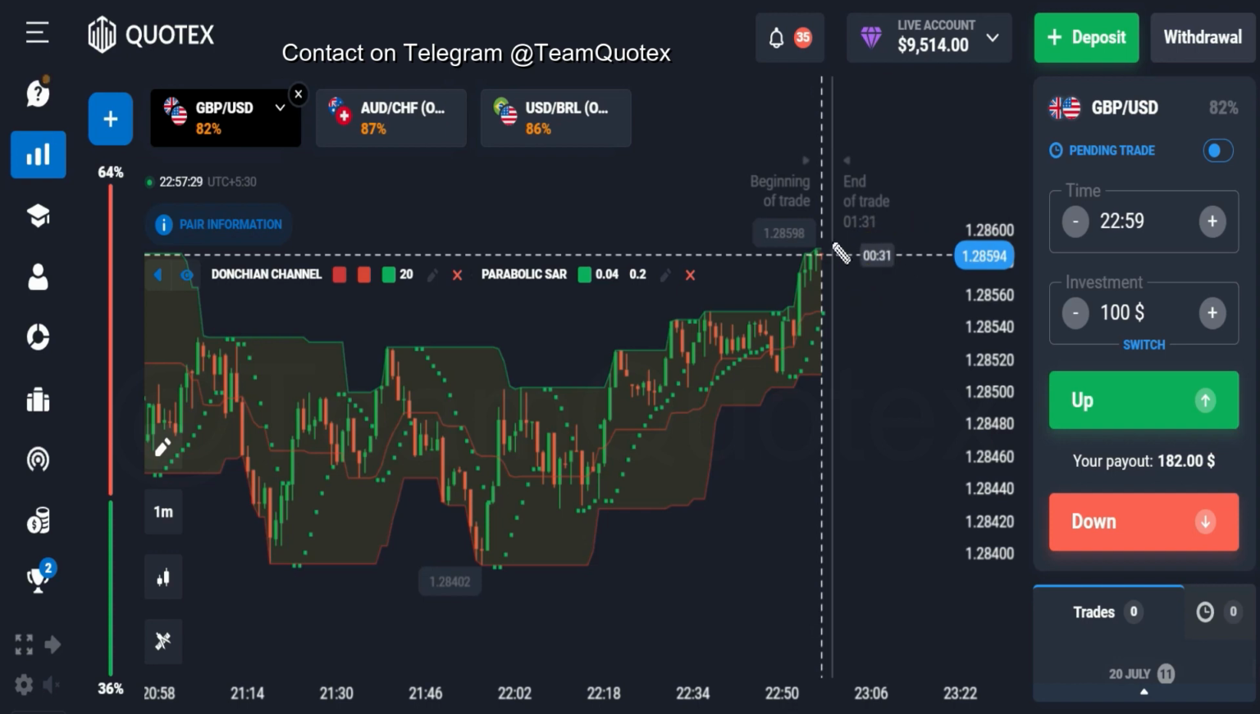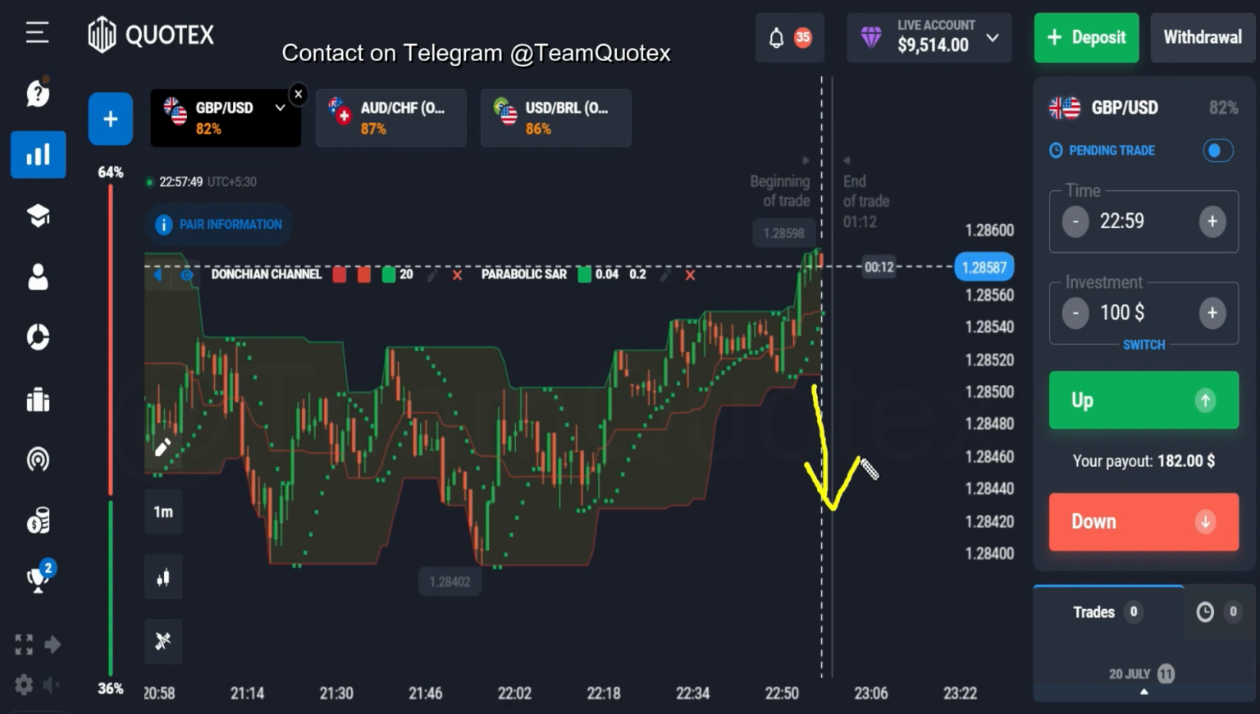If this candle is going to break the upper channel in up direction, then guys, I will trade in up direction. Okay, so this is the basic concept. And if not, guys, then we can trade in reverse direction.